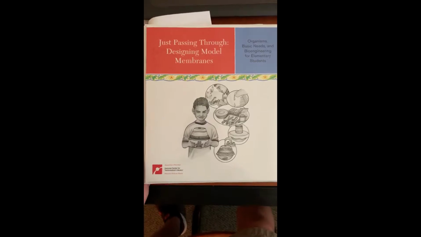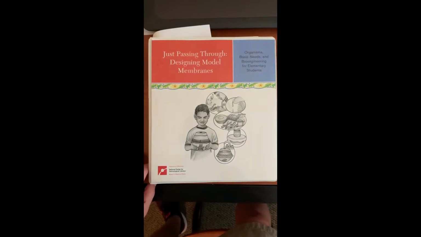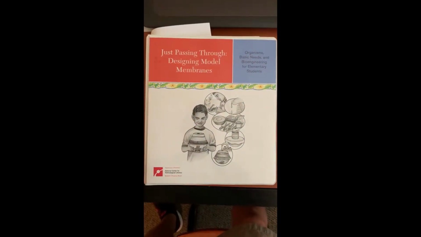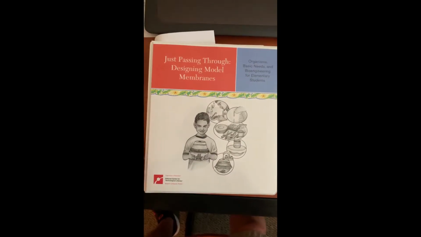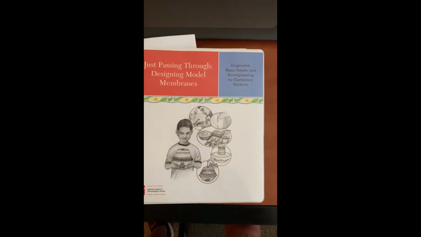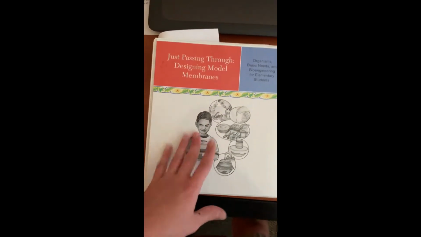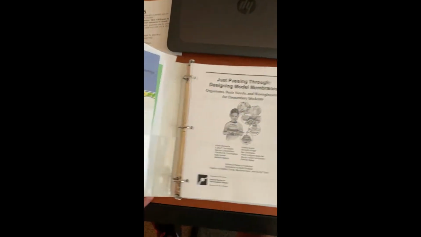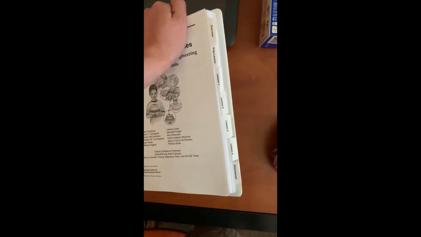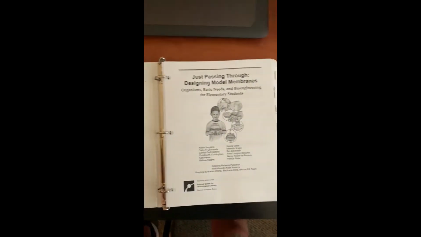So I wanted to give everyone a closer look at the curriculum for the Engineering is Elementary, and here, this is just one lesson, Designing Model Membranes. It focuses on organisms, basic needs, bioengineering, and it's designed for elementary students, first grade through fifth grade. They have a specific one for kindergarten, but we don't have it here to show. You can see it's a pretty thick binder full of stuff. It's got all these different tabs: overview, prep, lesson 1, 2, 3, 4, and the assessment. You can do it over multiple days, but it focuses on one thing.